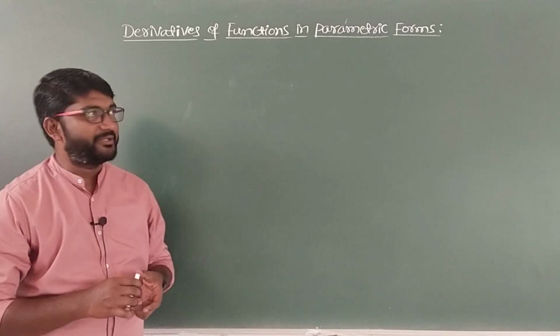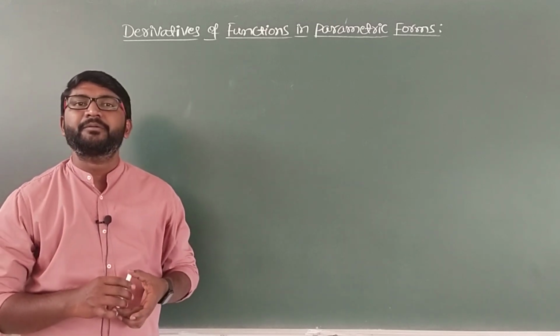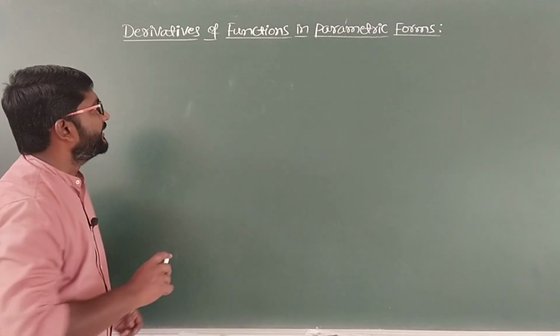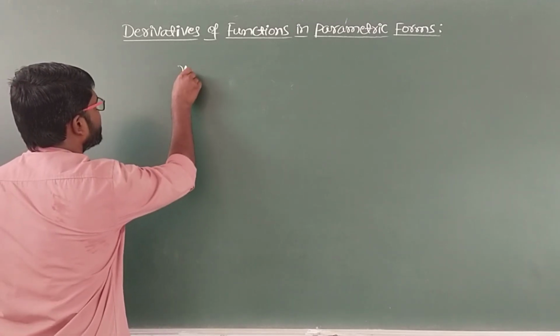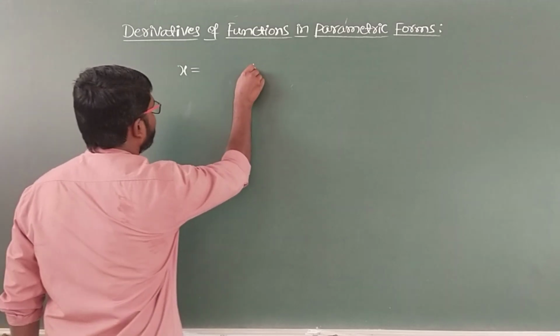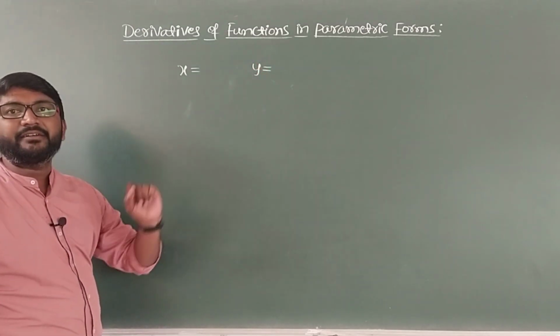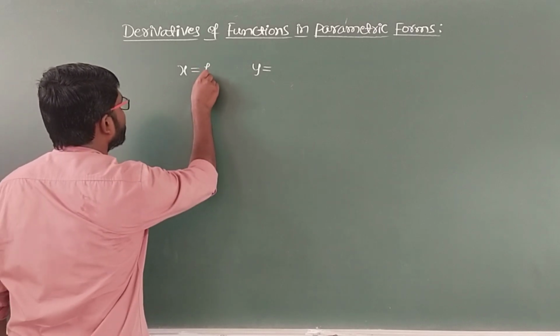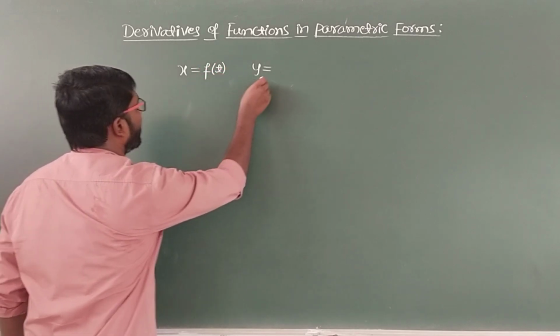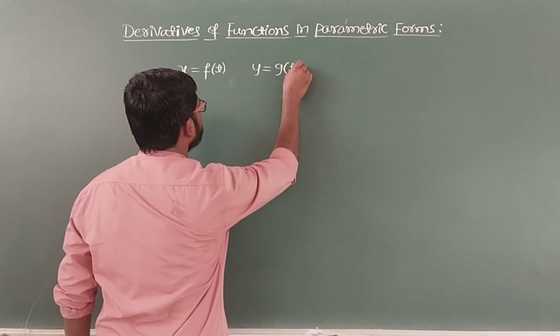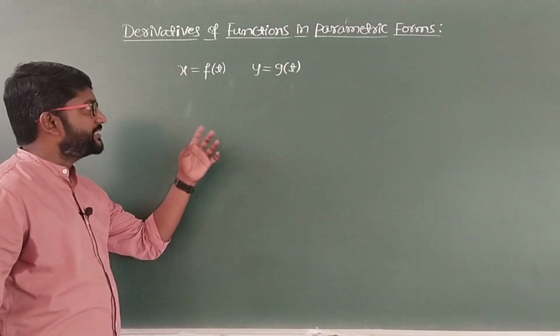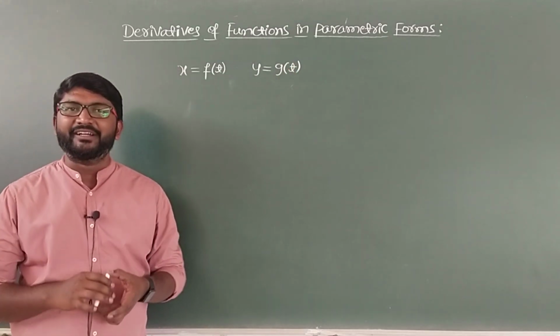Before going for the derivatives, let us understand the meaning of parametric forms. I'll take two variables now, x and y. So here x and y will be expressed in terms of a third variable t. x is equal to f of t and y is equal to g of t. So this form is going to be parametric form.